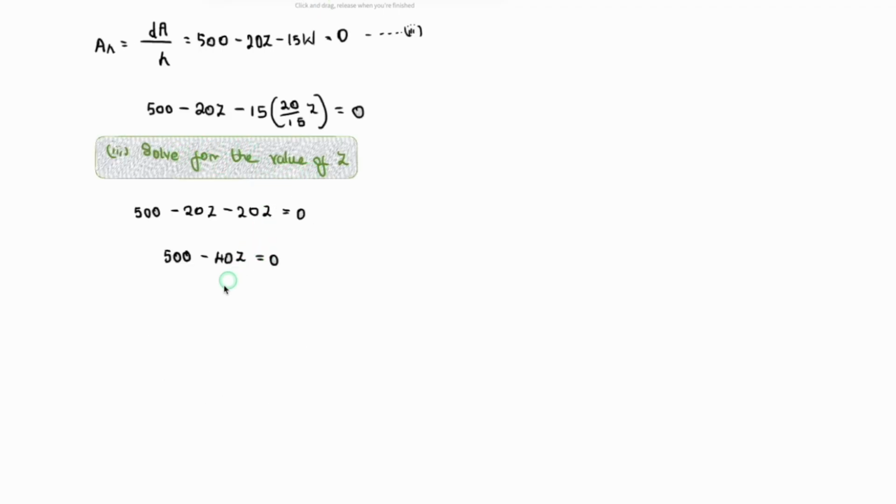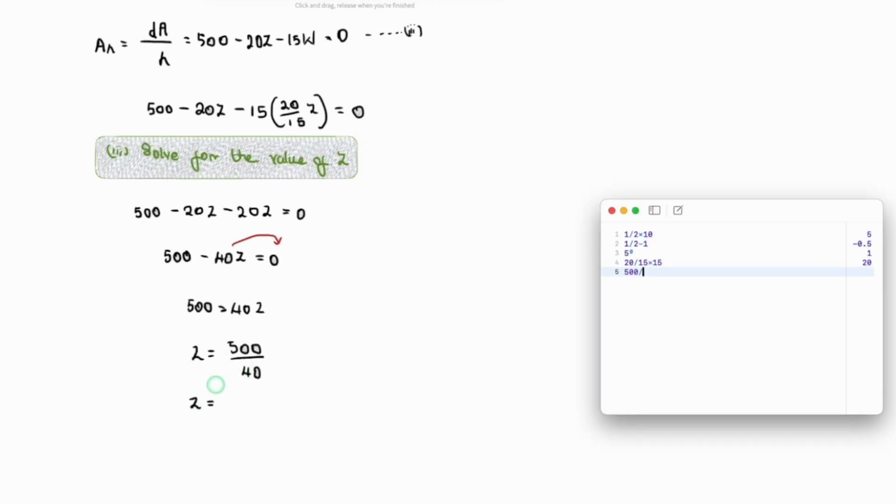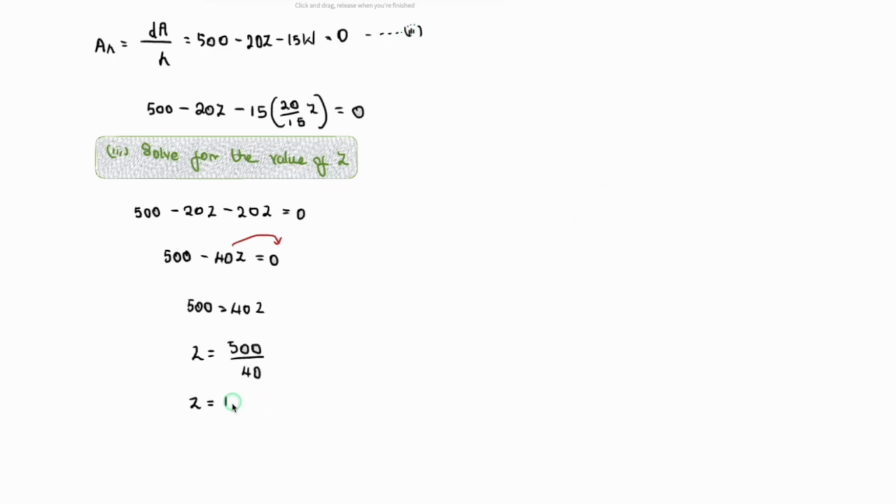Remember, I'm solving for the value of Z. I can move it to the other side. That will be 500. When I move it to the other side, it turns into a positive sign. So it's 500 is equals to 40Z. I can solve for the value of Z by dividing both sides by 40. So Z is equals to 500 divided by 40. So what is the value of Z? That is 500 divided by 40. That is 12.5. So the value of Z is 12.5.